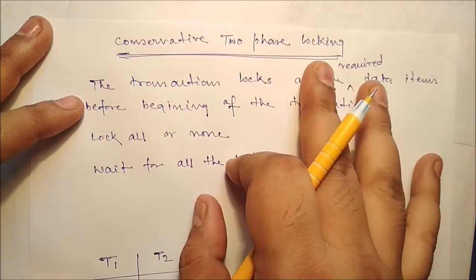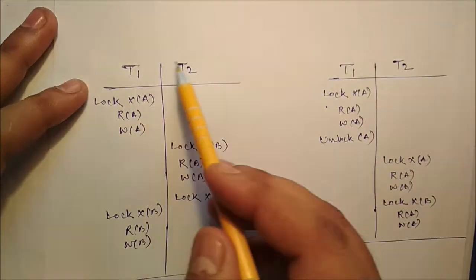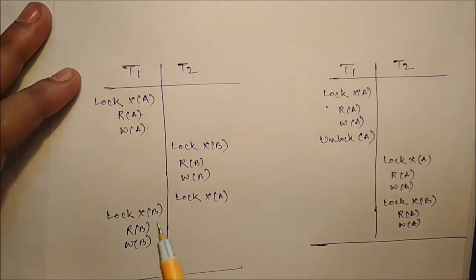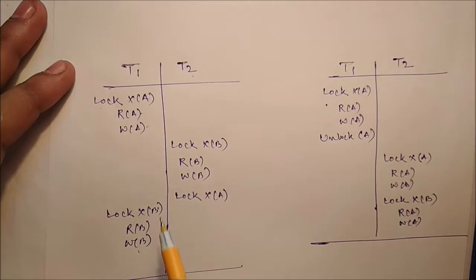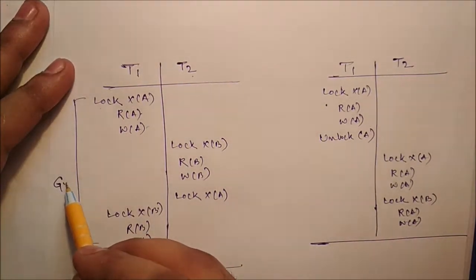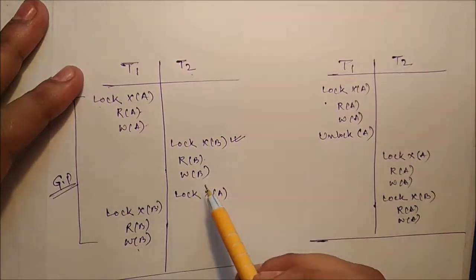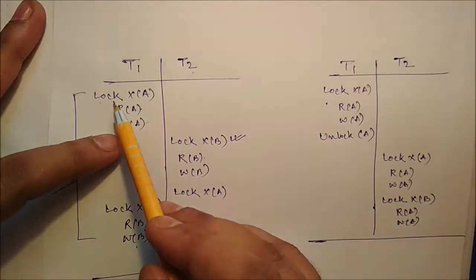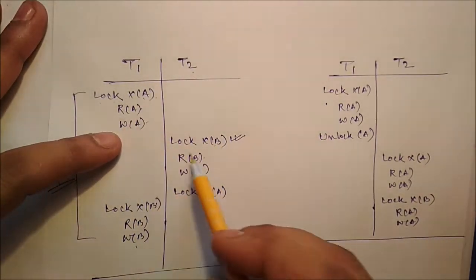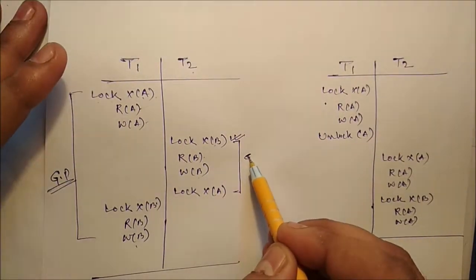Conservative two-phase locking protocol. Now we can see here, if two transactions are there: T1 does lock-X(A), read A, write A, and T2 does lock-X(B), read A, write B. That means it is in the growing phase, as you already know. And lock-X(B), read B, write B. Because T1 holds locks on A and B, it is not possible for T2 to start its execution. So it is also in the growing phase.